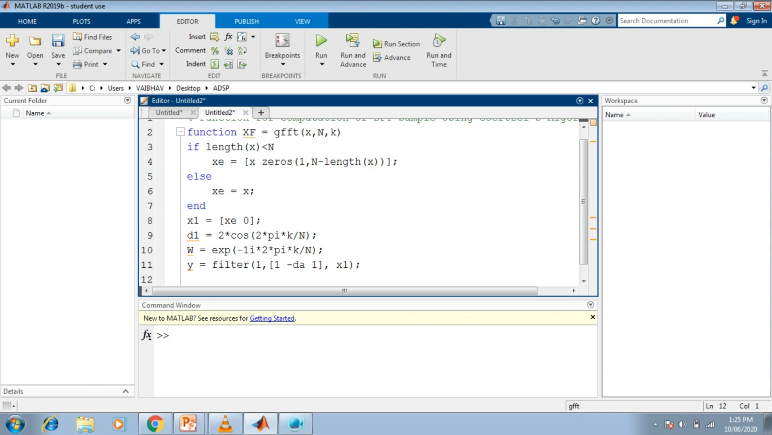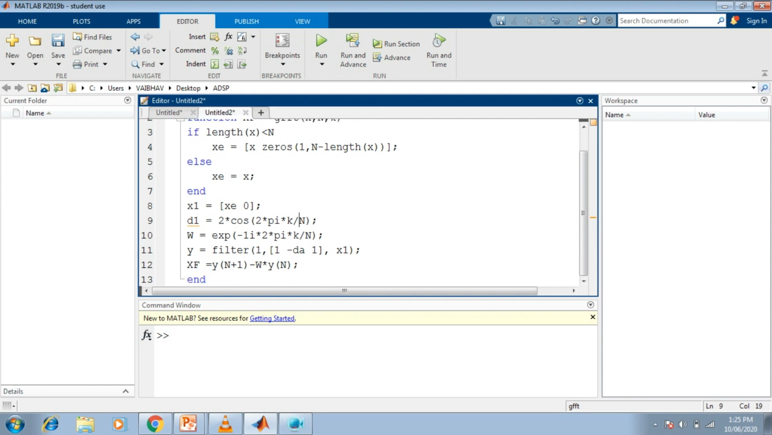Then finally the output that we are going to get from this function, to be called in the main script here, we generate as y in the bracket capital N plus 1 minus w multiplied by y of capital N here, ending it with a semicolon. So this is the function script here.